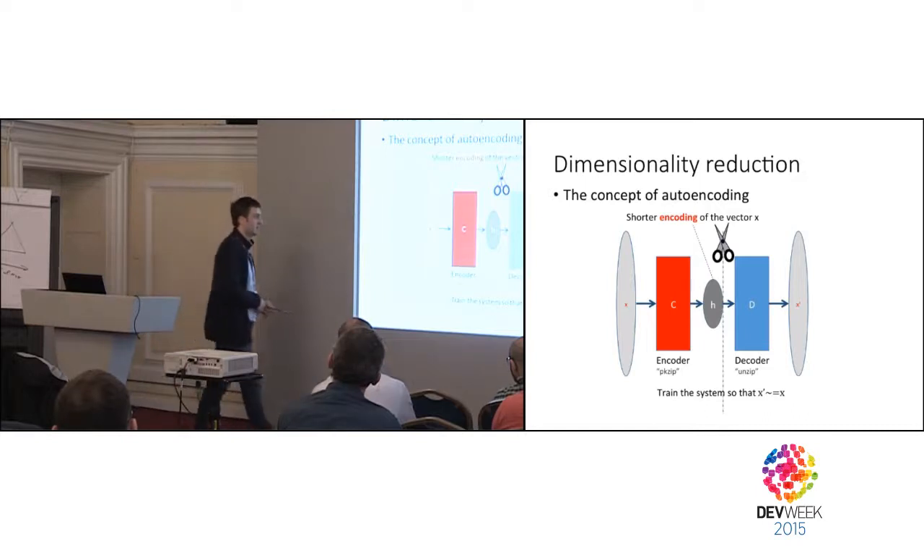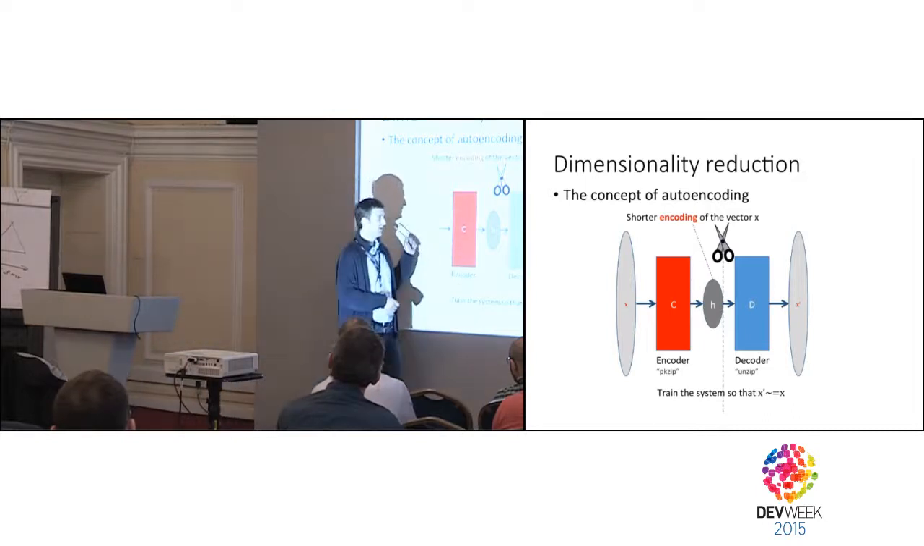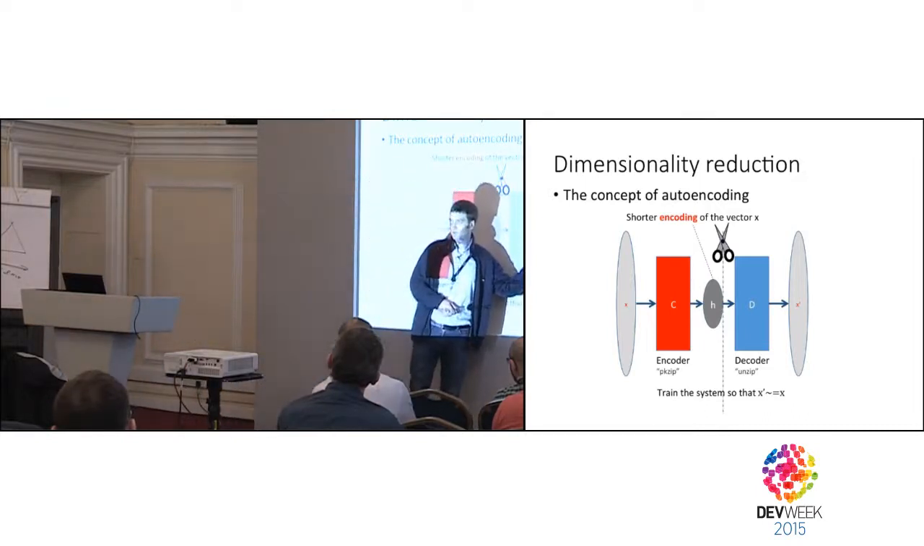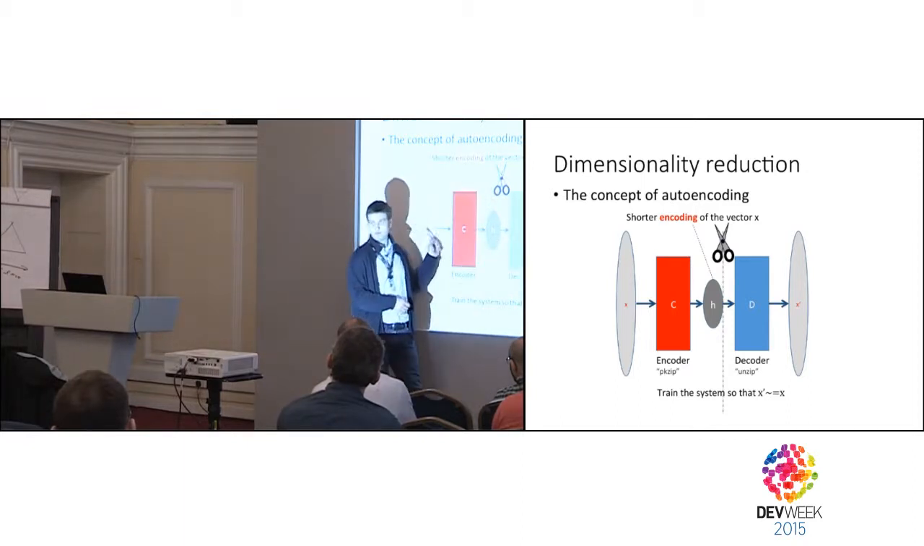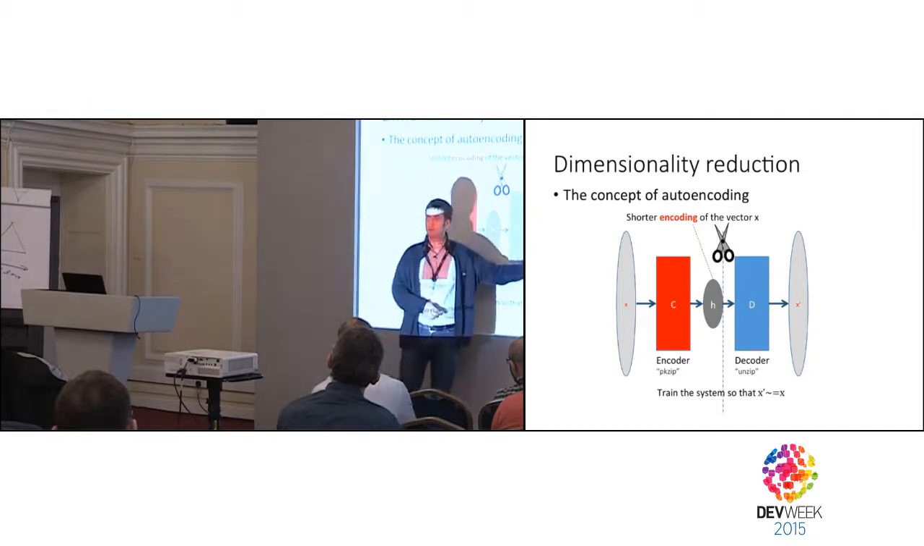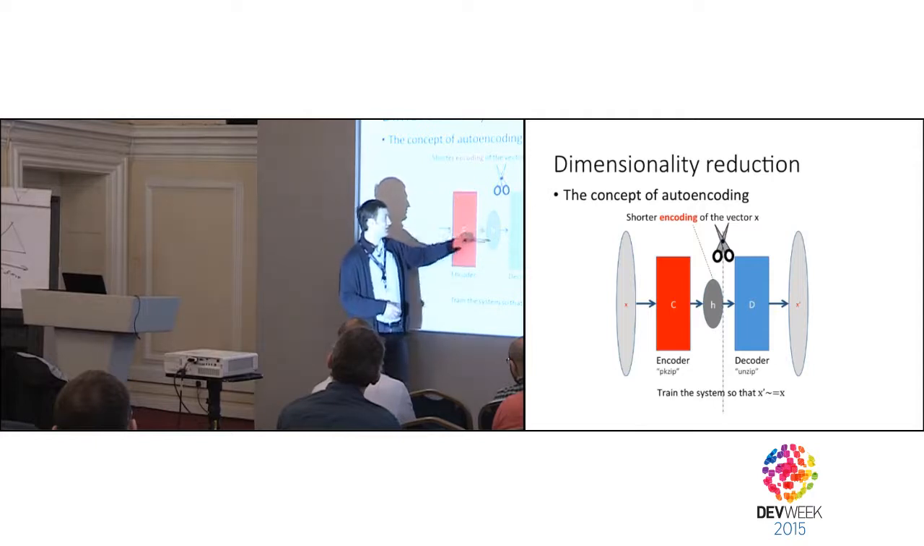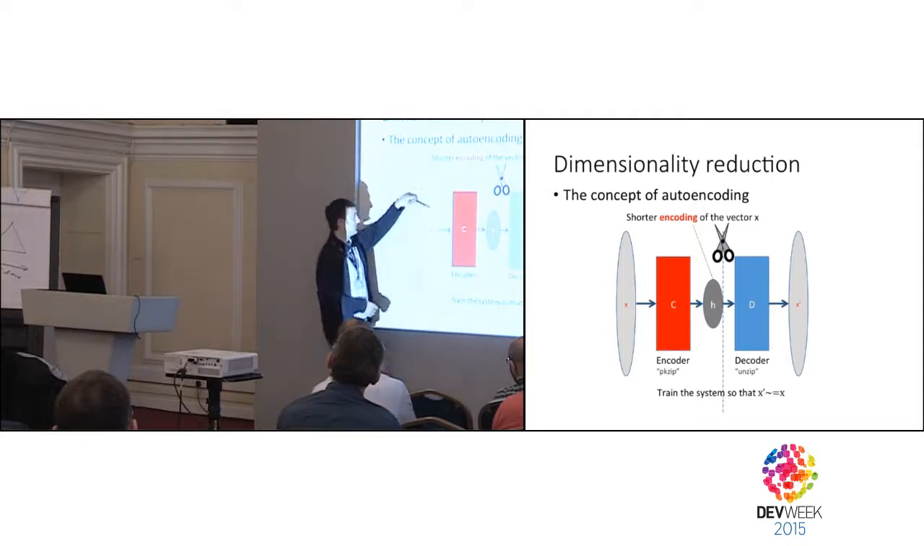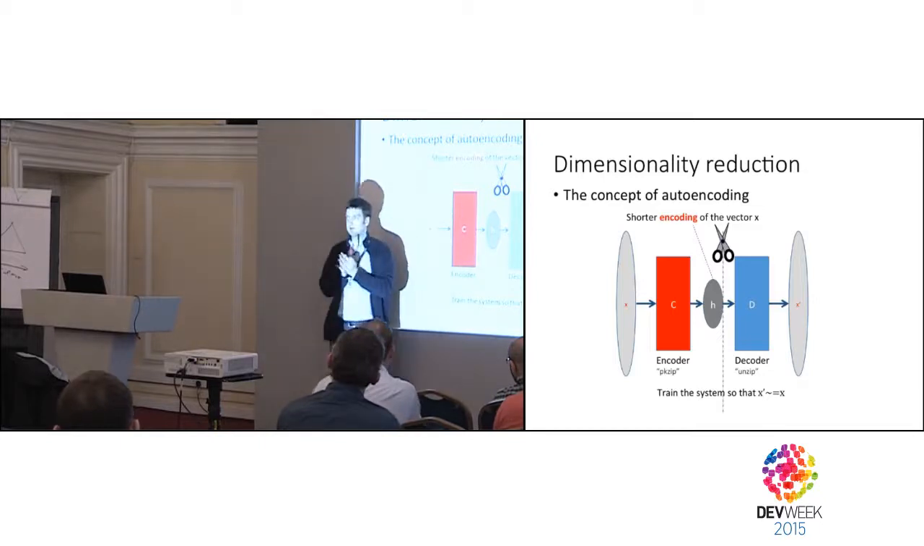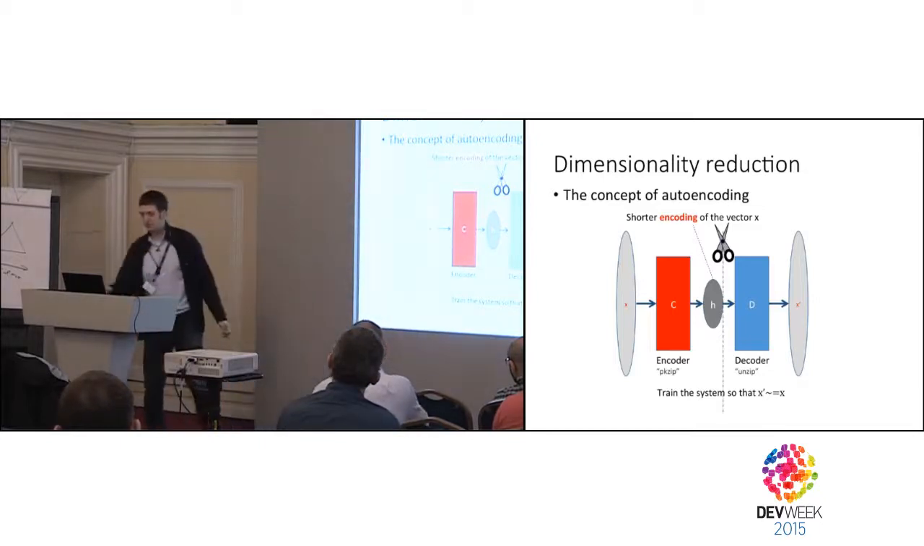For example, we can add noise here and require that the unnoised vector gets out of here. So we artificially add noise to the input vector and then require that the clean one be reconstructed. In this case, the system will learn how to use multiple sources of data for the same region to cancel noise, like by averaging, for example.